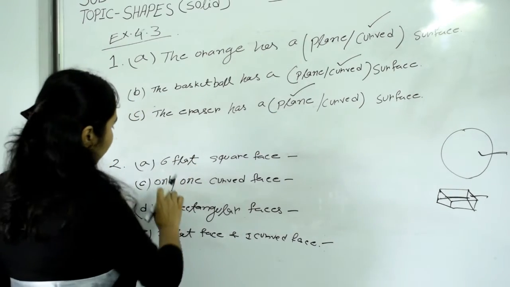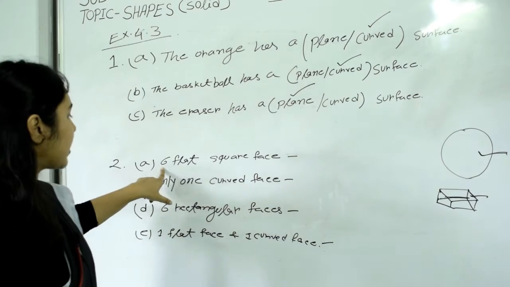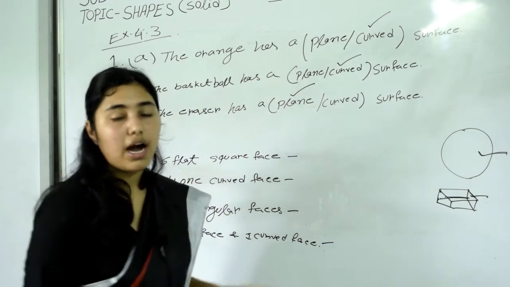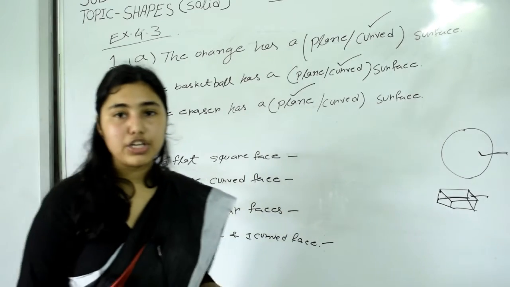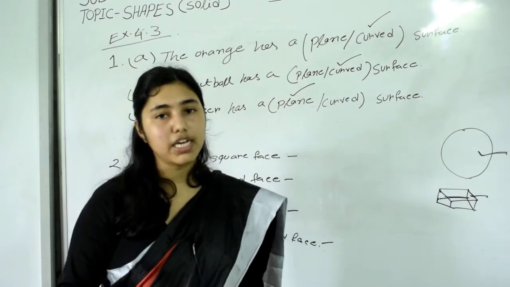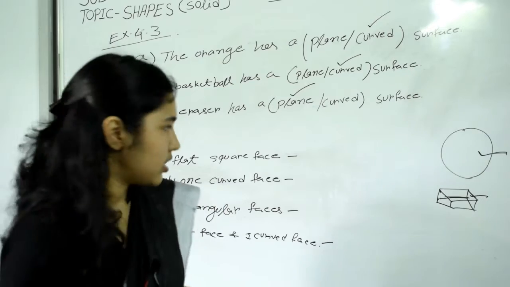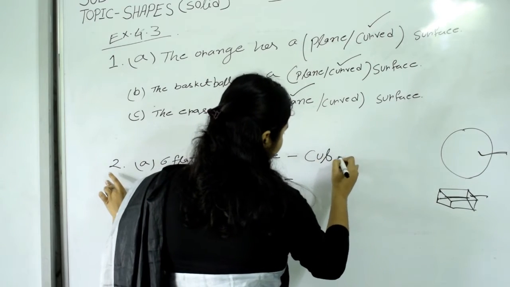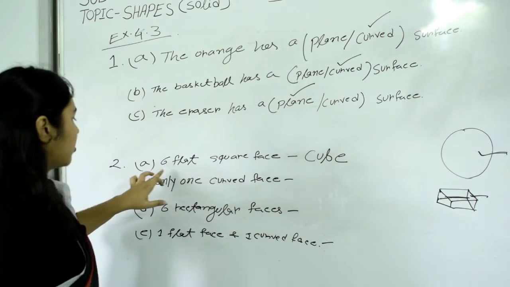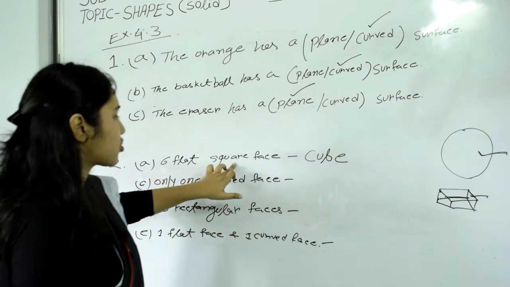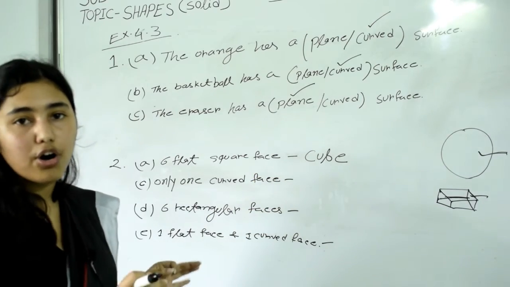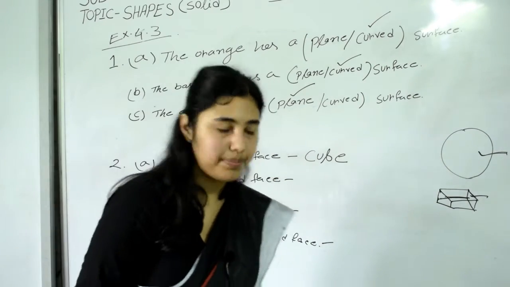Next, here it says 6 flat square faces. Now we know that a cube is made up of 6 flat square faces. So here our right answer is cube, which has 6 flat square faces, which means the lengths of all the edges are the same.